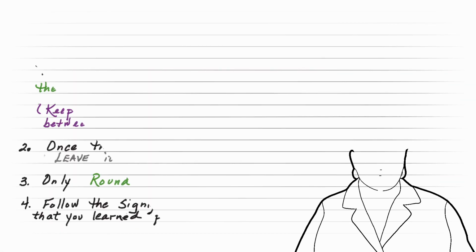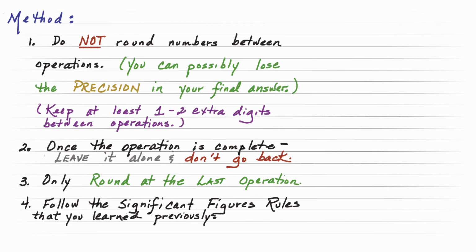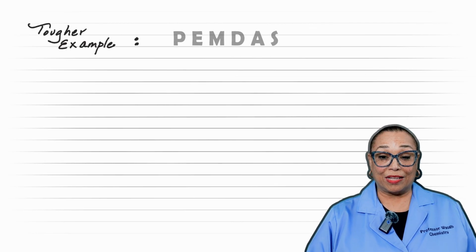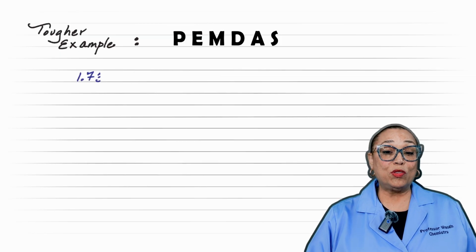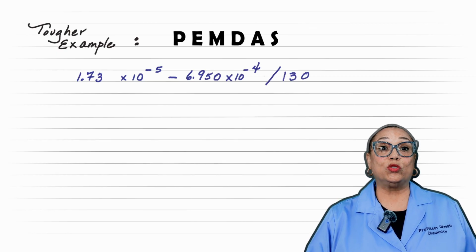Thanks. As a recap, this is what we went over in our last lecture. Okay, let's look at a tougher example. And don't forget PEMDAS. So 1.73 times 10 to the minus 5 minus a 6.950 times 10 to the minus 4 divided by 130 dot.